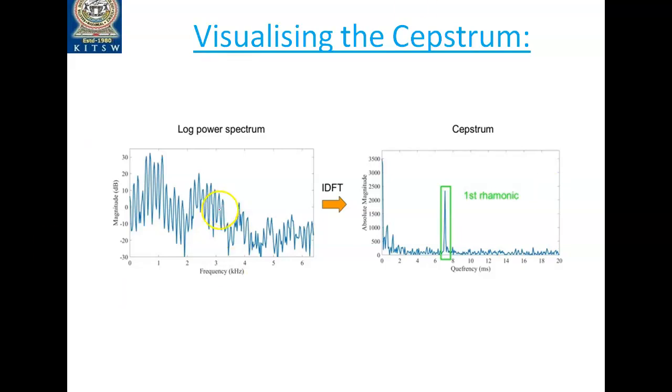Now, we clearly see that one peak is there. This I am calling the harmonic in the spectrum domain. But when it comes to the cepstral domain, we are calling this a rahmonic. So we call it a harmonic in the spectrum domain, but in the cepstral domain we call it a rahmonic. So this is the first rahmonic.